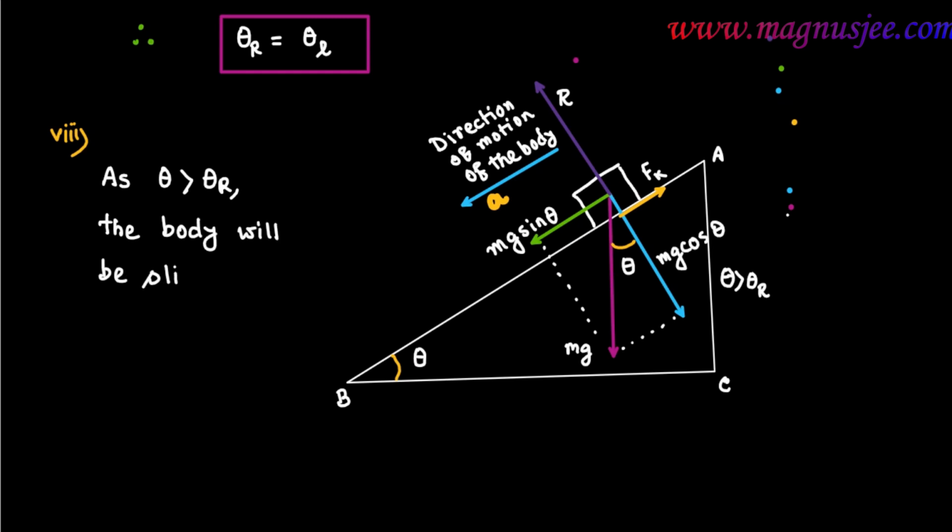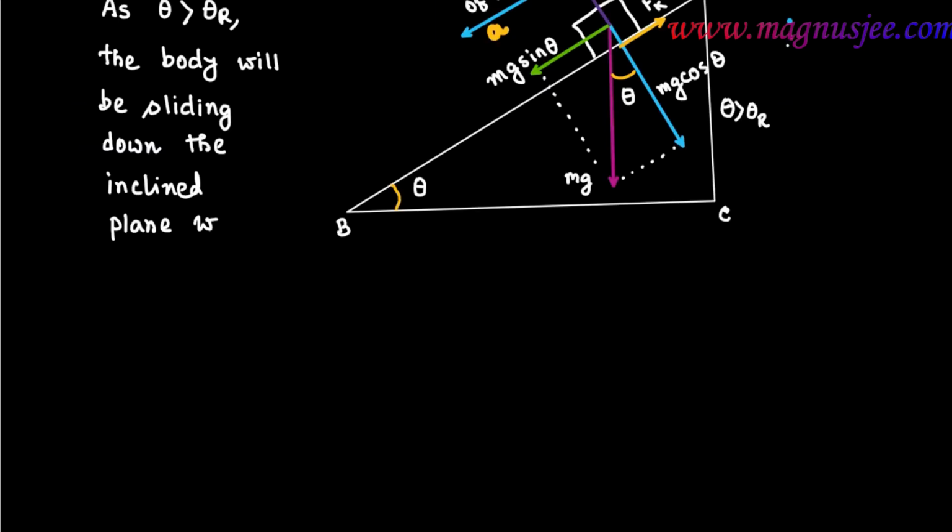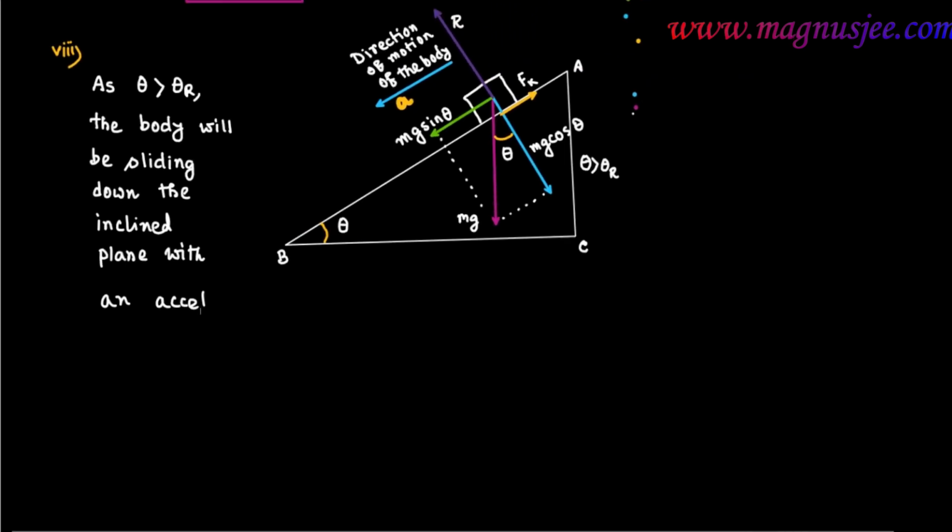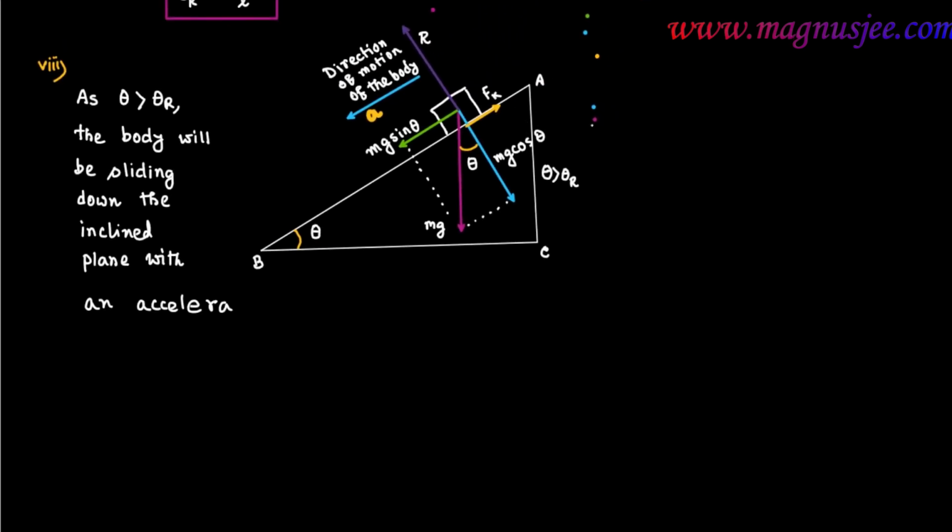The body will be moving or sliding down the inclined plane AB with an acceleration a. Therefore, the formula of acceleration a is equal to g (sin theta minus mu k cos theta).